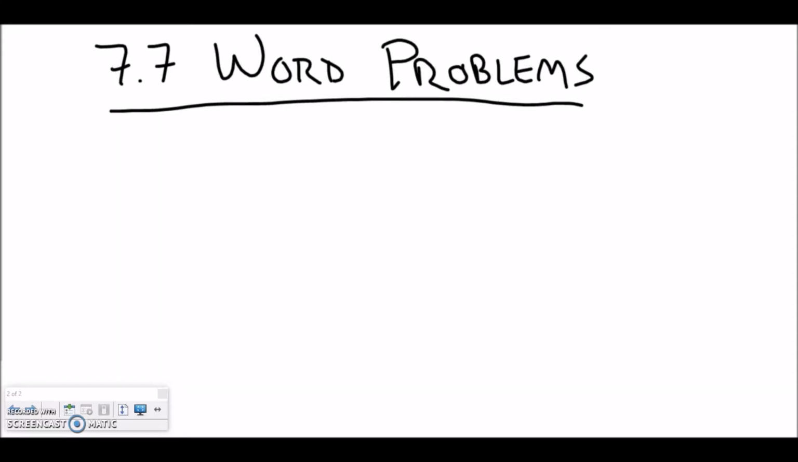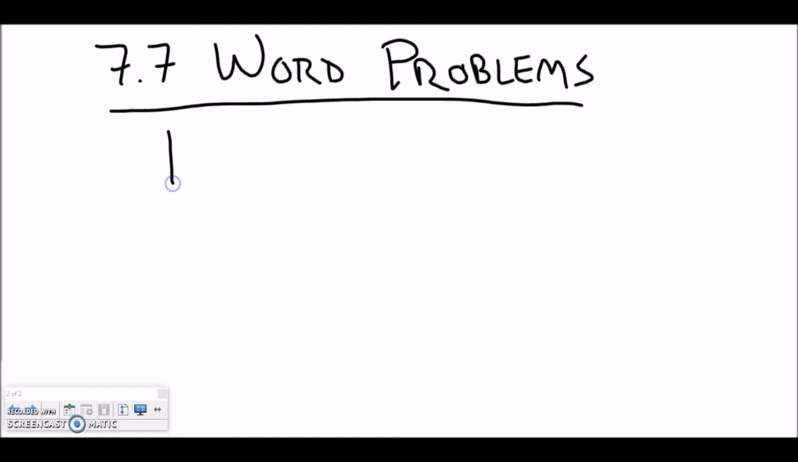All right, let's wrap up chapter 7, which has been talking about quadratics, and we're going to work on word problems. And there are two types of word problems that we will be doing. One is going to deal with objects being thrown into the air or dropped from an elevated position. And for that, we're going to need a formula.